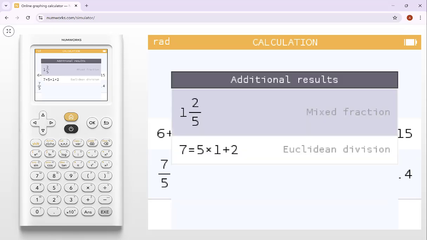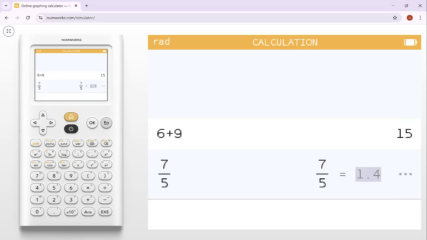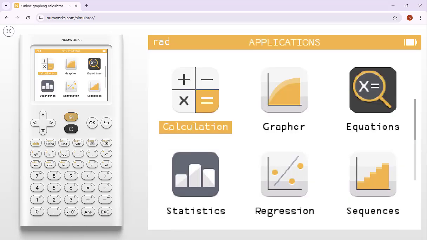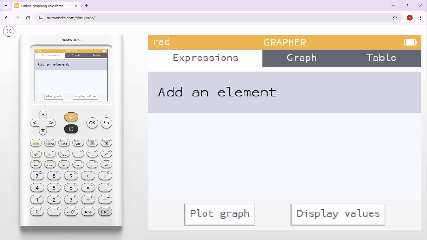If I click this, it'll actually show me different versions of that same fraction. 7/5 is the same thing as 1 and 2/5. It's the same thing as 5 times 1 plus 2. No idea why you would want that, but if I hit the back button, it'll take me back. Hit the home button, it'll take me to the home screen. Simply select the app of what you want to do right now. I want to graph something, so I'm going to go to the grapher.